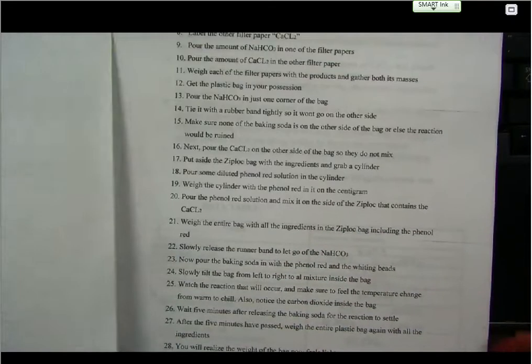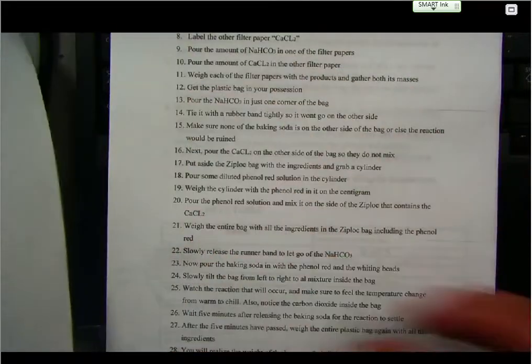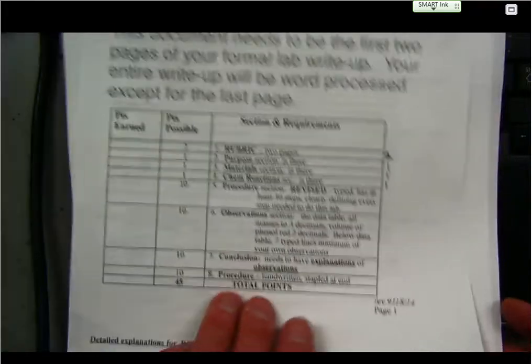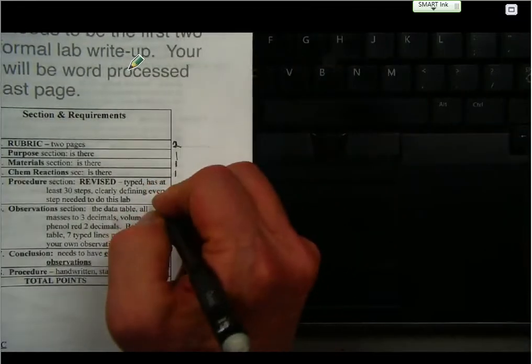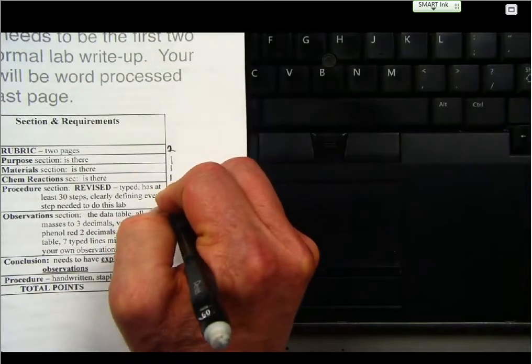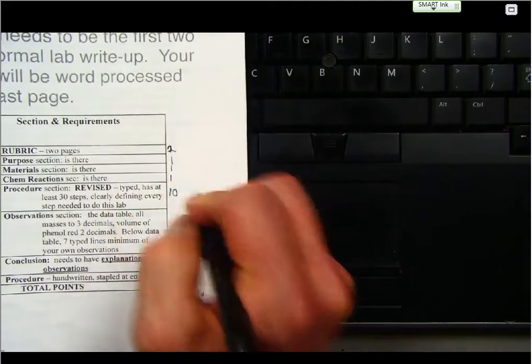1.5. Why don't you knock it down to 1, and you'll get this all on one page. Okay? So I have no problem with the observation. The procedure section, so she's got full credit there.